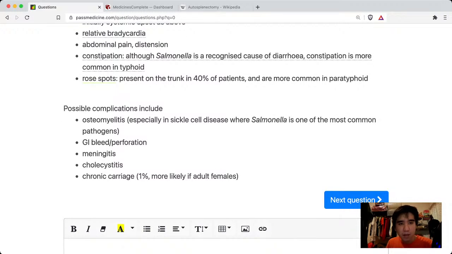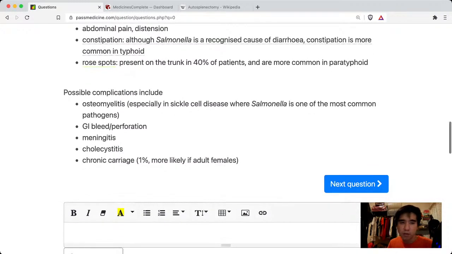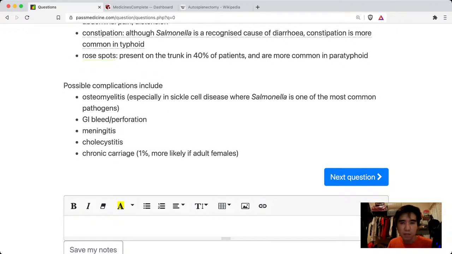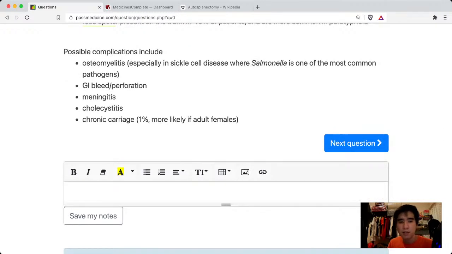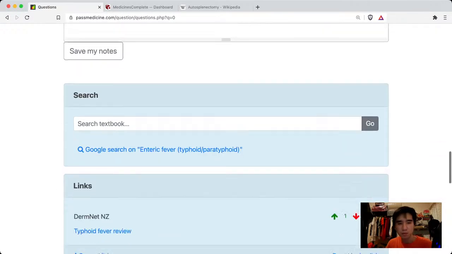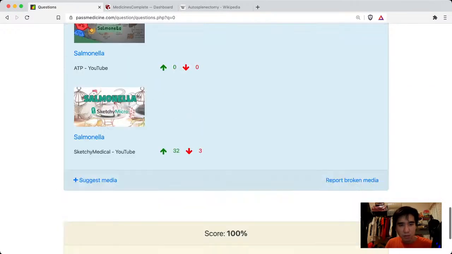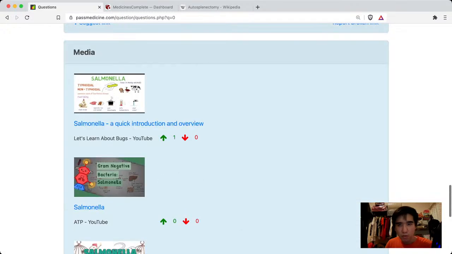Okay. Possible complications include osteomyelitis. Okay, we've mentioned this. GI bleed or perforation, meningitis, cholecystitis, chronic carriage, 1% more likely in females. Okay. We go to the next question.